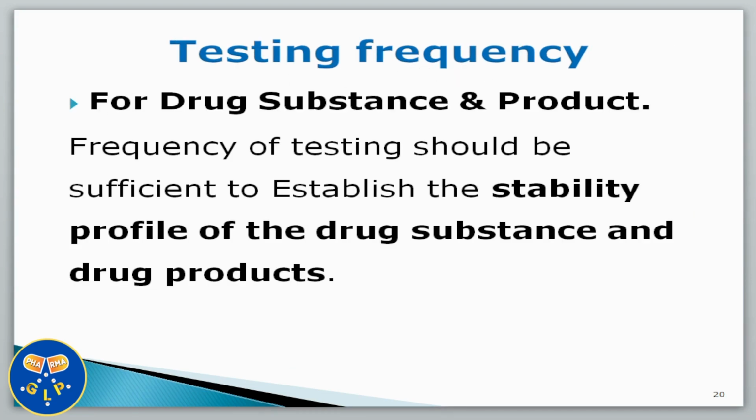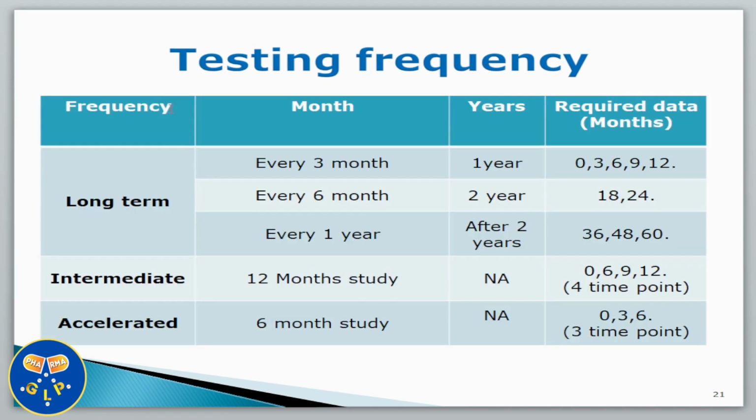Now our next question is, what is testing frequency? For drug substance and product, the frequency of testing should be sufficient to establish the stability profile of the drug substance and drug product. There are three different types of stability studies: long-term stability study, intermediate stability study, and accelerated stability studies. The long-term stability study shall cover the entire retest period or shelf life under the recommended storage condition. Intermediate testing stability study is designed to moderately increase the rate of chemical degradation or physical changes of drug substances or drug product. The accelerated stability study is designed to increase the rate of chemical degradation or physical change of drug substance or drug product by using exaggerated or elevated storage conditions.